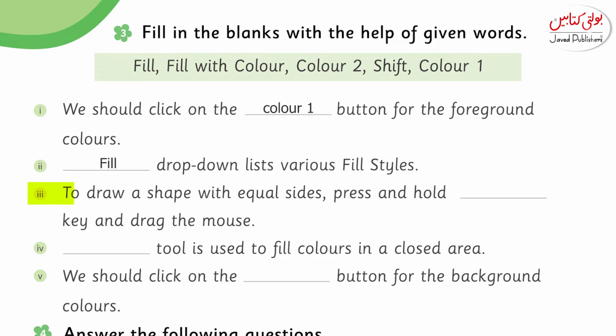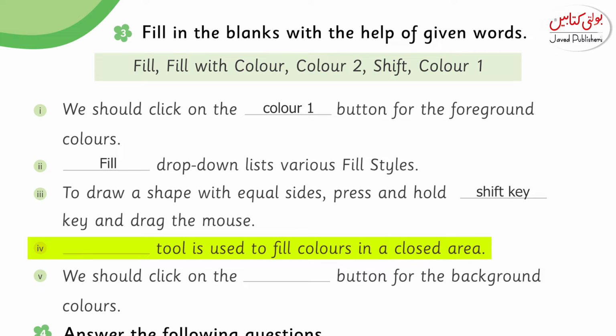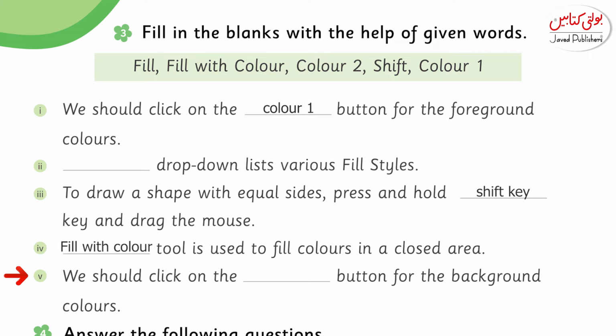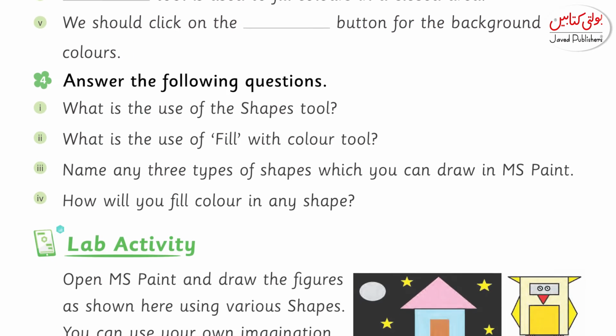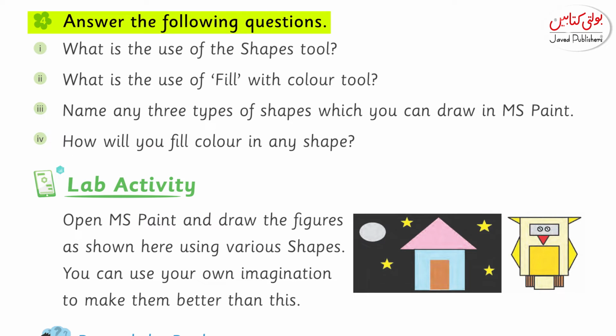Blank 3, to draw a shape with equal sides, press and hold dash key and drag the mouse. Press and hold shift key. Question 4. Dash tool is used to fill colors in a closed area. Filled with color tool. Blank 5, we should click on the dash button for the background colors. Color 2 button.